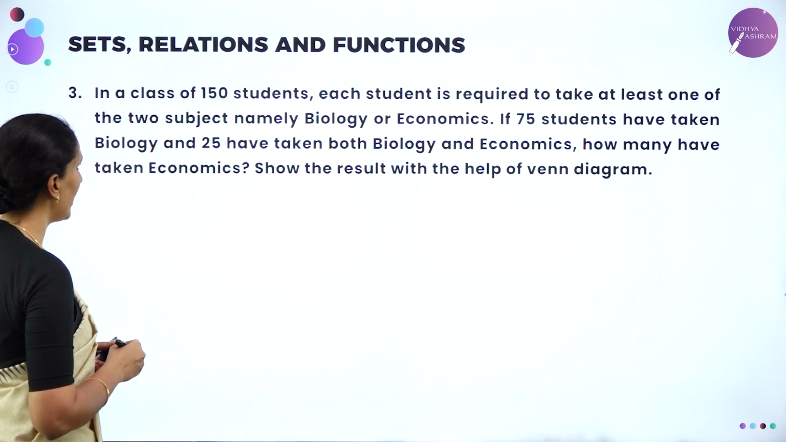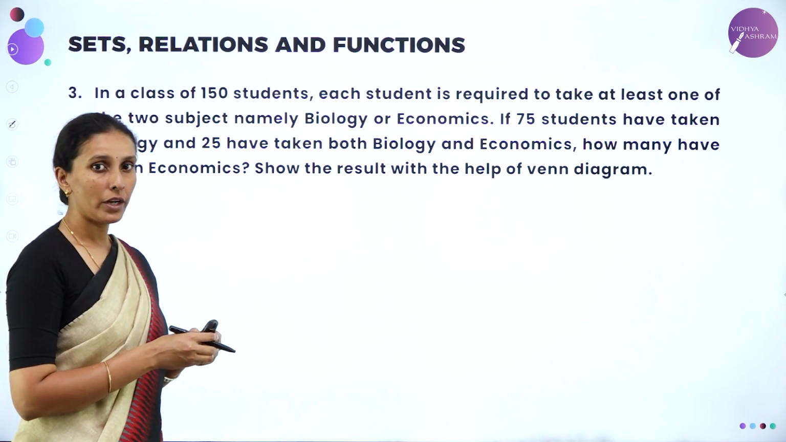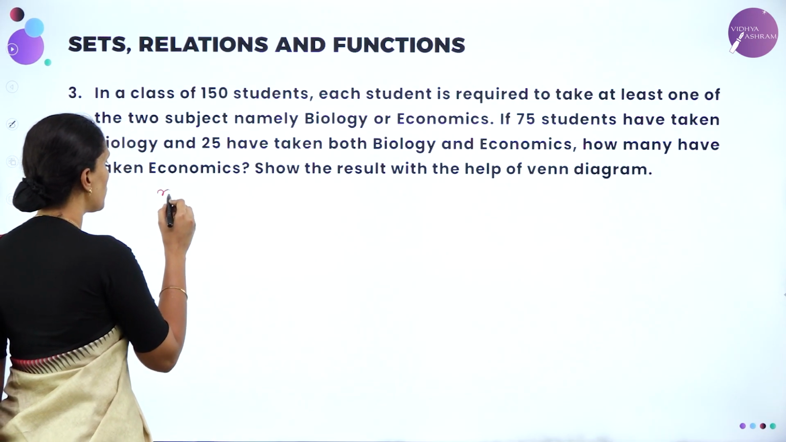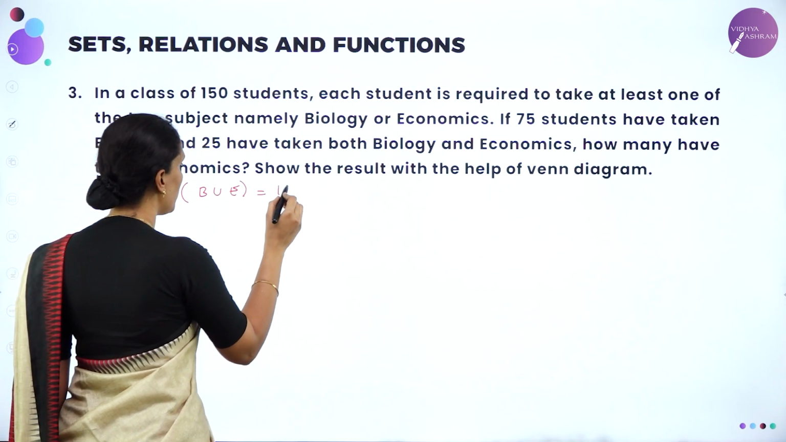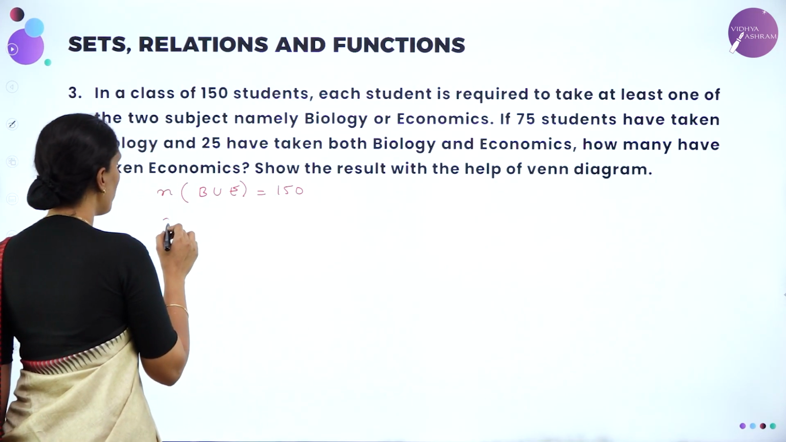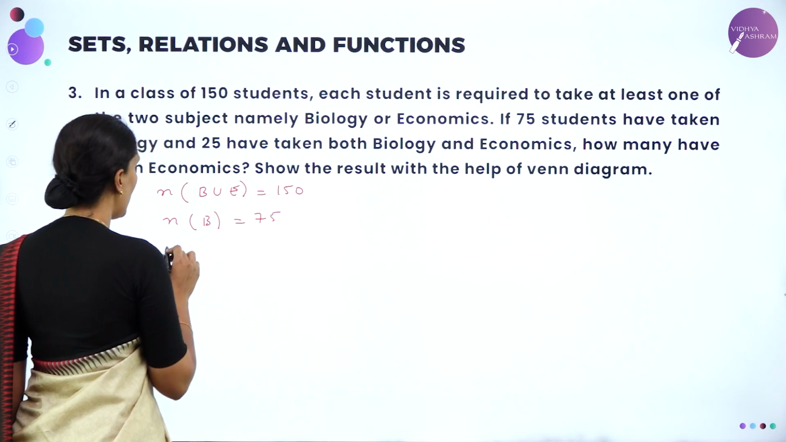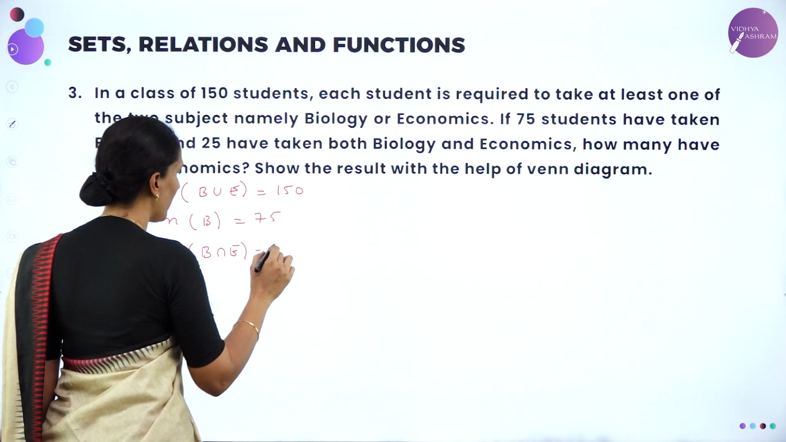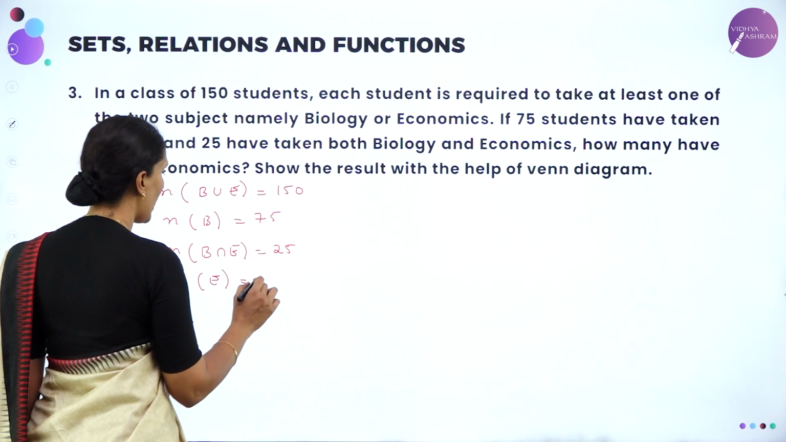So let us write the data given here. We have 150 students and each student should opt for biology or economics. Therefore, the number of students who choose biology or economics is equal to 150. The number of students who choose biology is 75. And the number of students who choose both biology and economics is 25. So we need to find the number of people who choose economics.